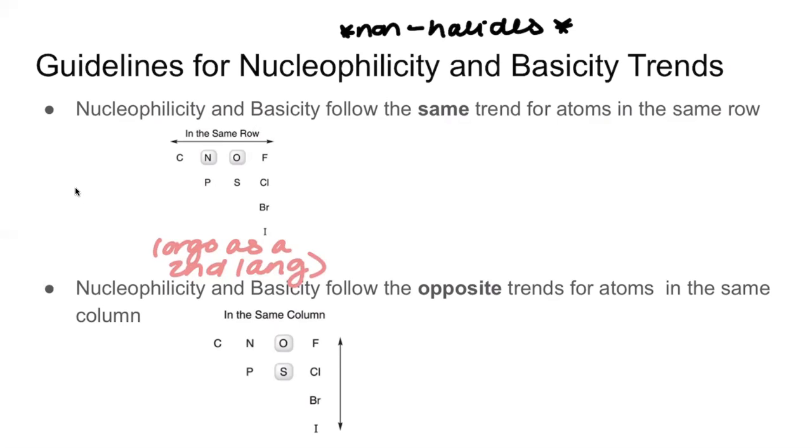And so going back to this, if two atoms are in the same row of the periodic table, basicity and nucleophilicity are going to follow the same trend. So let's say we have nitrogen and oxygen.